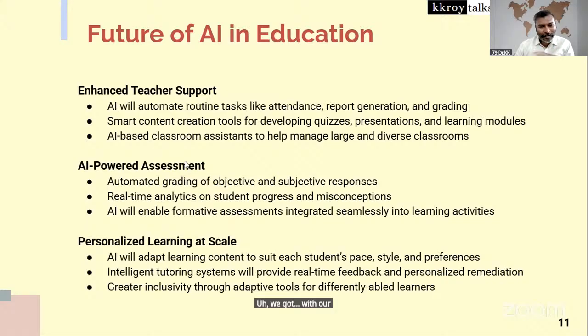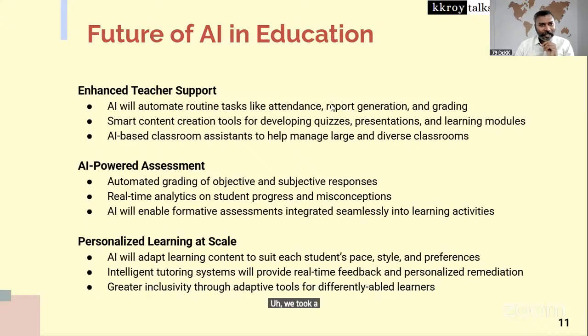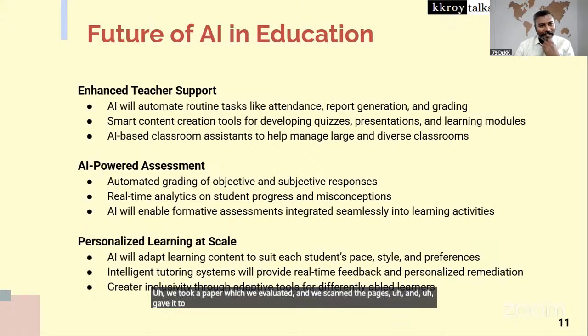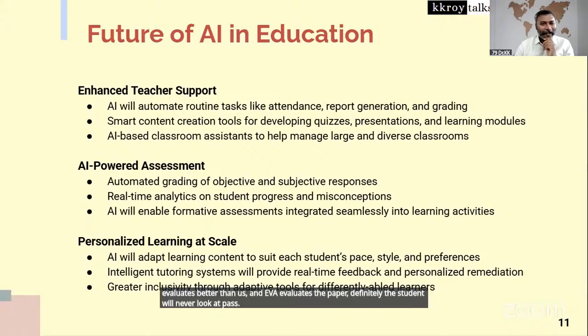with our colleagues we just made an attempt, because we used to evaluate papers manually, but this time, as an experiment, we took a paper which we had evaluated, scanned the pages and gave it to ChatGPT, Perplexity and Gemini separately, and asked the AI to evaluate. We found some quite interesting responses. I think AI evaluates better than us, and if AI evaluates the paper, the student will definitely never pass, because it takes care of every detail.